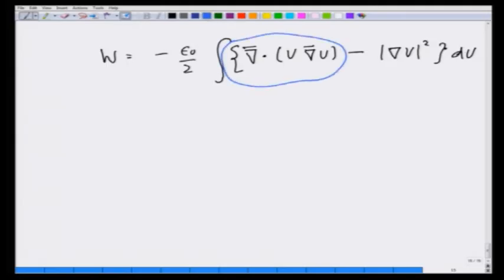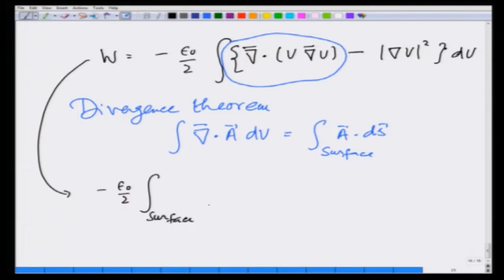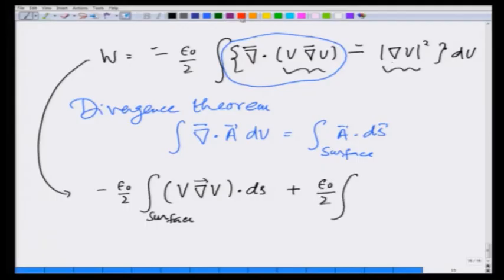For the first term, I can now use divergence theorem. What does the divergence theorem tell me? It tells me the divergence of a vector field integrated over the volume is nothing but A dot dS over the surface enclosing that volume. And therefore, I can write this work as minus ε0 over 2 integration over the surface of the vector field, which is V ∇V, dotted with dS, minus minus will give me plus, plus ε0 over 2 ∫ |∇V|² dV. And what is grad of V? It is nothing but the electric field. So, this is electric field squared dV.